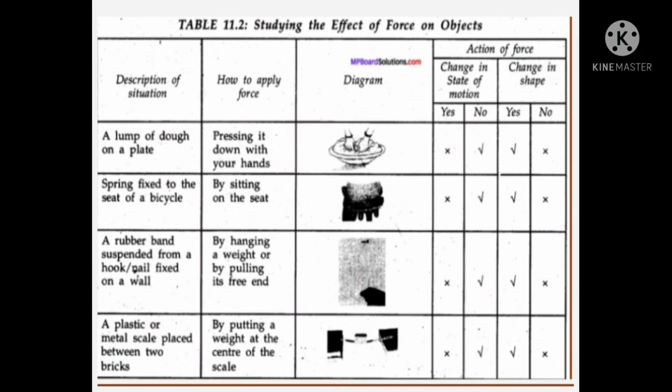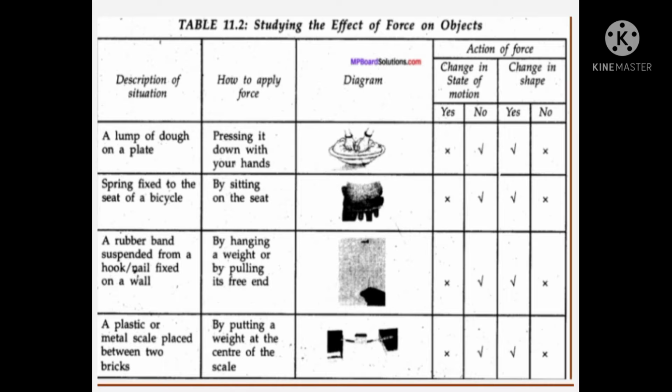Our next topic is force can change the shape of an object. Observe this table carefully. Our first situation is a lump of dough on a plate and then we apply a force on it. That means pressing it down with our hands. What is the action of force in this case? The applied force did not change its state of motion. That means it did not change its speed and direction. So the dough is at rest, but it changed its shape.